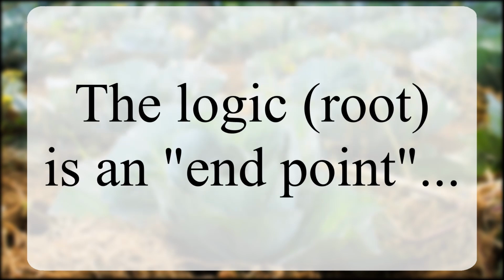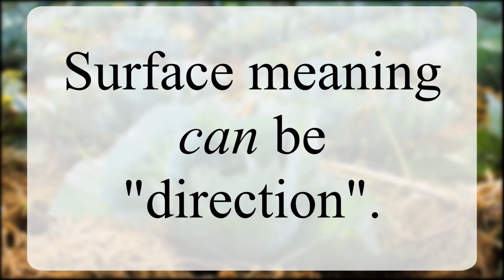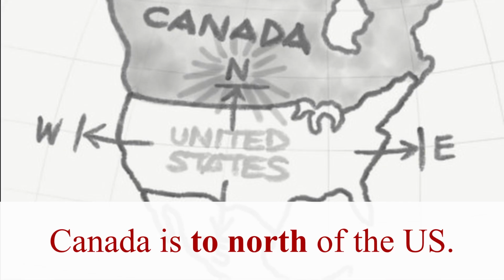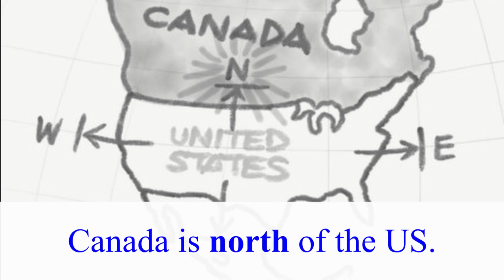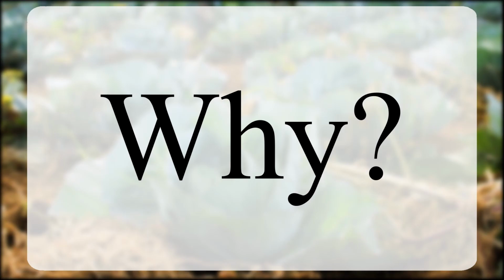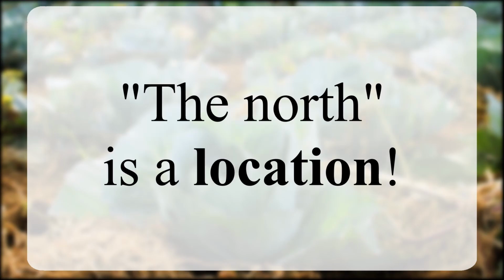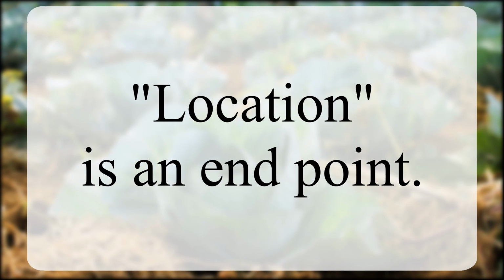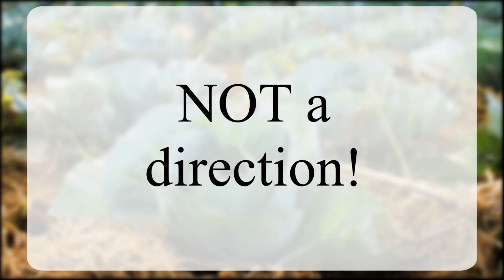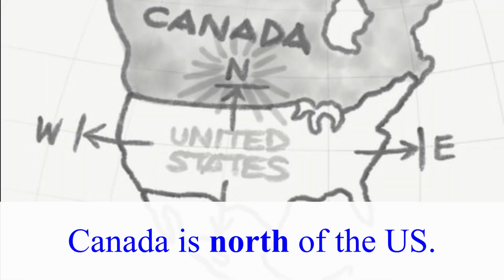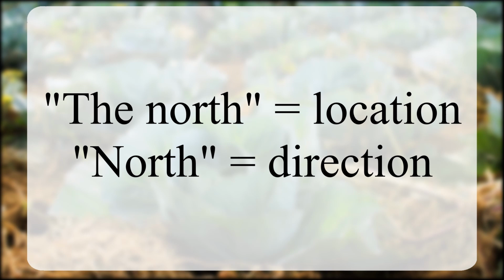However, remember that the logic of the preposition to is an endpoint, even if it has the surface meaning of direction. Here's the key. We cannot say "Canada is to north of the US." You can simply say "is north of the US." That's because the north is a location, and a location is an endpoint, not a direction. If we say "Canada is north of the US," now we're talking about a direction.